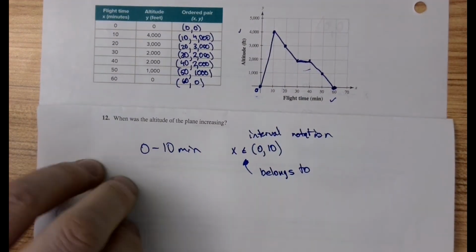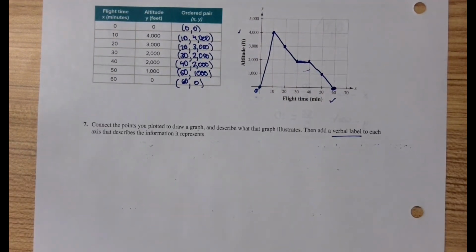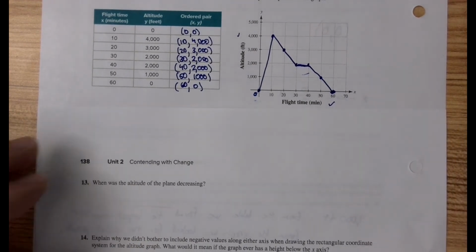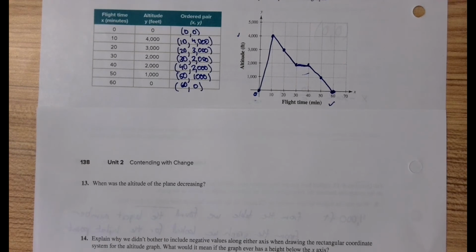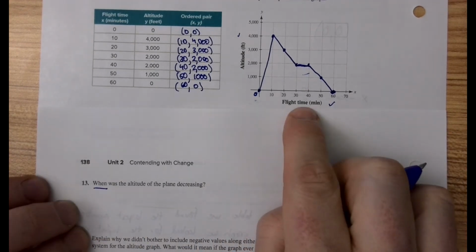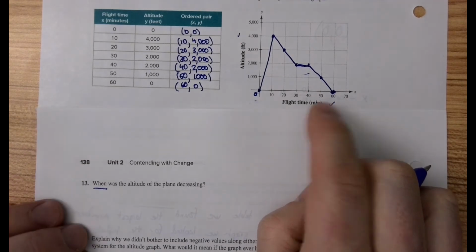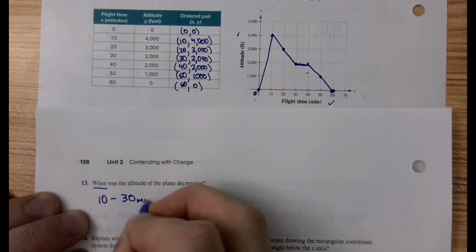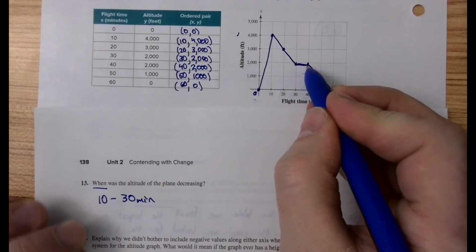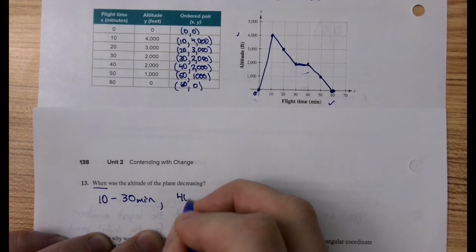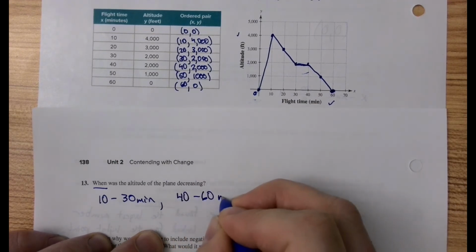All right, a couple more questions about this graph, and then we'll move on to something else. We're next asked, when is the altitude decreasing? Altitude of the plane. Again, notice the word when is asking for time, so we're looking for x values. Well, this happens from 10 to 30 minutes. Then the plane levels out, so it's no longer decreasing. And then it's decreasing from 40 to 60 minutes.